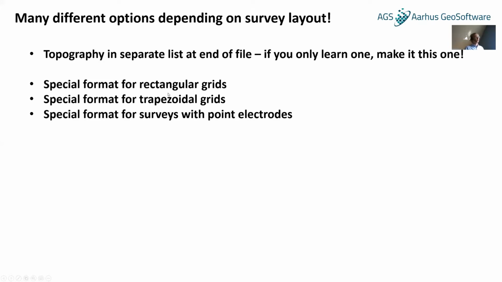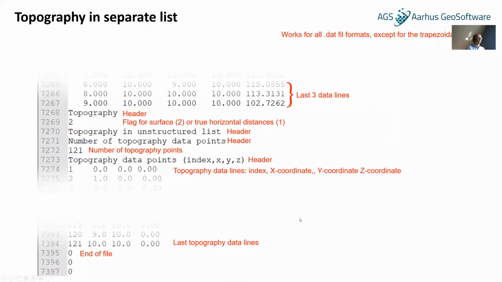It's one option for rectangular grids, then it's different for trapezoidal grids, and finally it's different again for surveys with point electrodes. As I said, we'll start out by looking at the topography in separate list option. And as I also said, this is the most flexible option because you can use it with all the data formats in Res3DInv except for the trapezoidal data format.